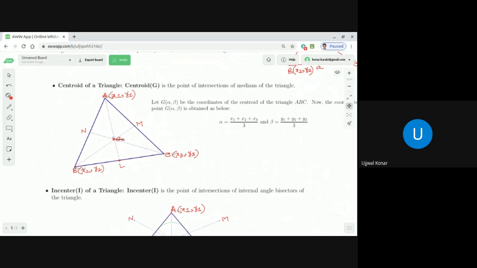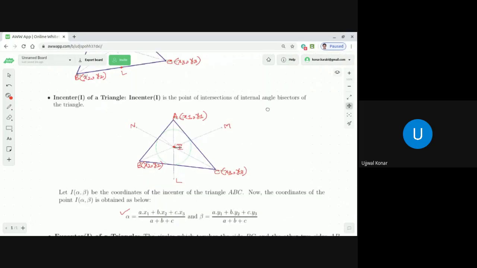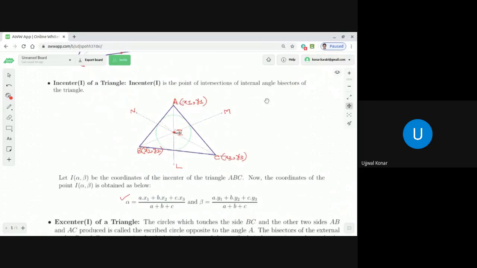The next point we discussed is the incenter of a triangle. What is the incenter, dear students? The incenter is the point of intersection of the internal angle bisectors of the triangle. If you see in the diagram, ABC with coordinates x1, y1, x2, y2, x3, y3, and we draw the 3 internal angle bisectors, their point of intersection is I, and that is called the incenter.